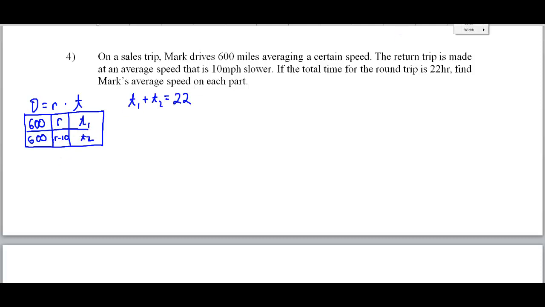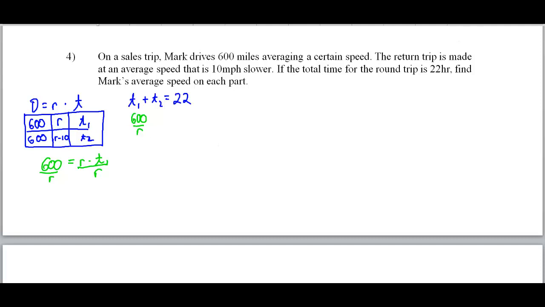Now I'm going to change colors like I did in the problem before. I'll use green right now for my first equation. So 600 is equal to r times t sub 1. We're going to plug this in for t sub 1 right there, as long as I can isolate it. Divide both sides by r. So t sub 1 is equal to 600 divided by r.